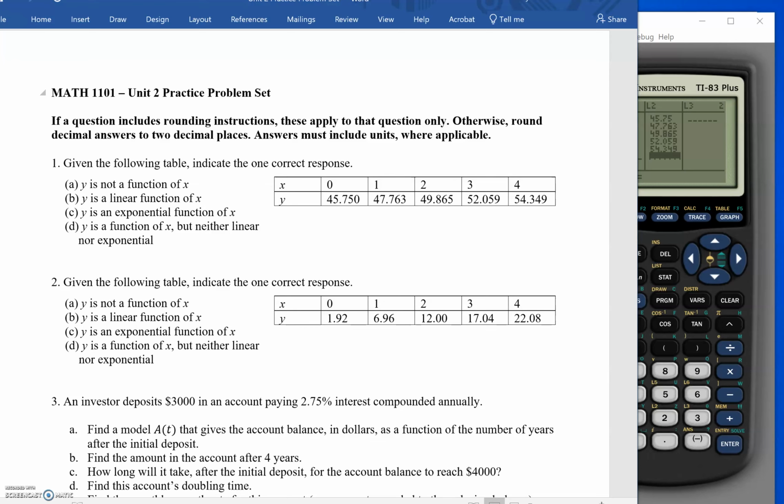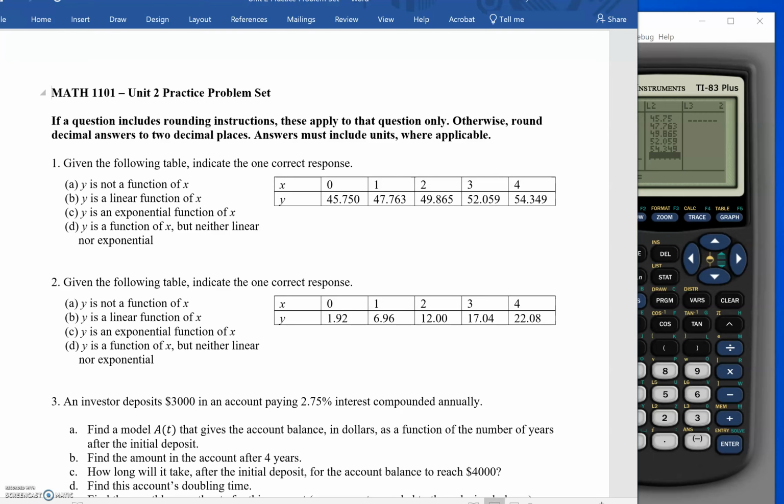Okay, so we're looking at the Math 1101 Unit 2 practice problem set. And let's go to the first question. It says, given the following table indicate the one correct response. And so we're looking at whether this is a function of x, if it's linear, exponential, or neither.